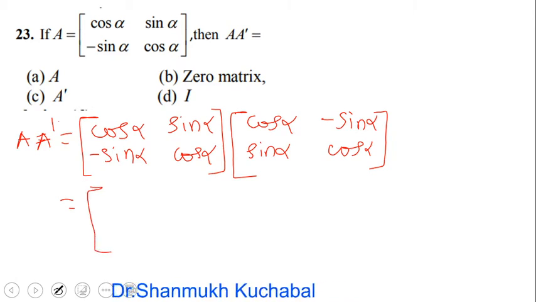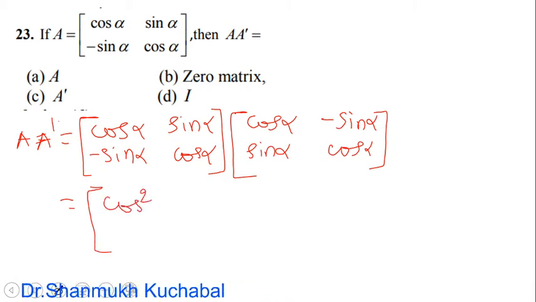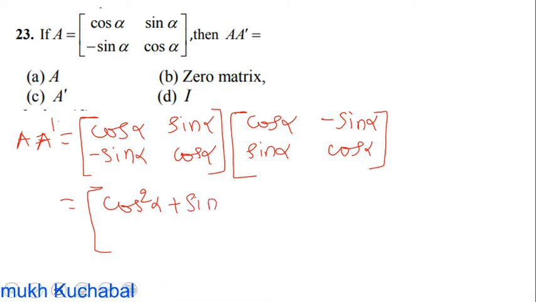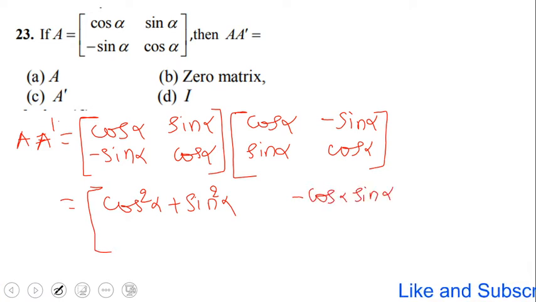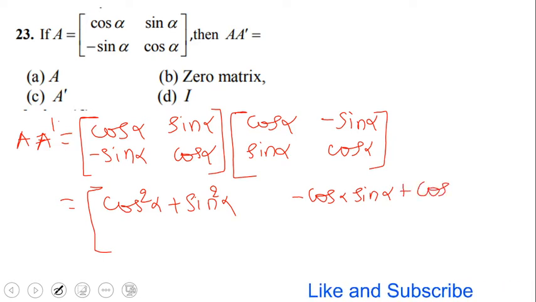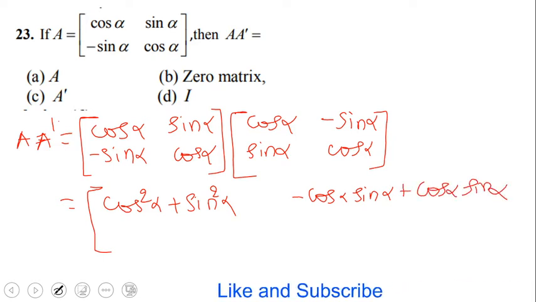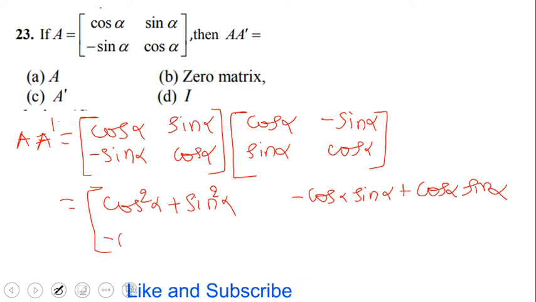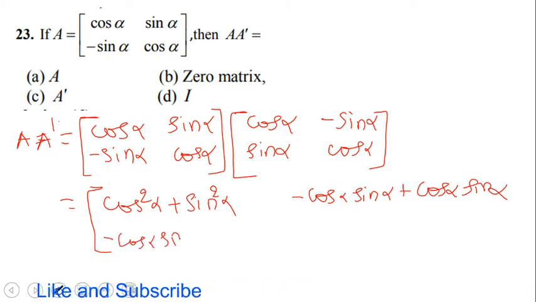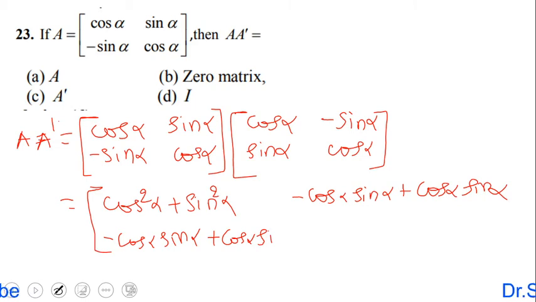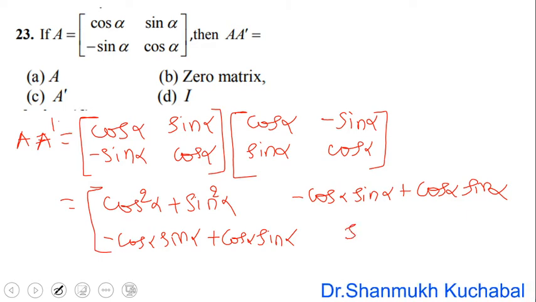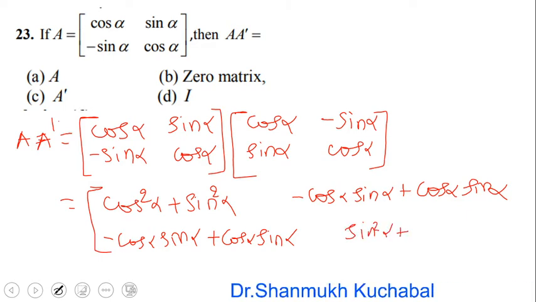So multiply these two matrices here. We get cos square alpha plus sin square alpha. Next we get minus cos alpha sin alpha plus cos alpha sin alpha. Next again minus cos alpha sin alpha plus cos alpha sin alpha. Multiplying the second row with the second column, we get sin square alpha plus cos square alpha.